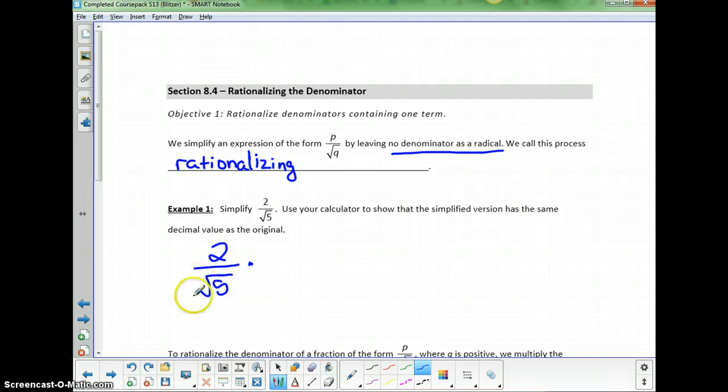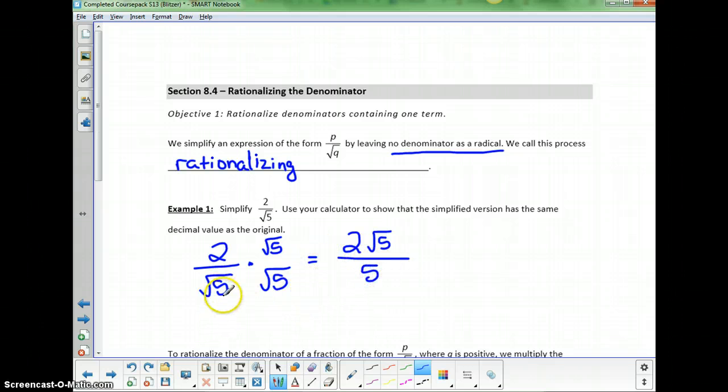The only way to get rid of a square root of 5 is by making it a perfect square. To make the square root of 5 a perfect square, I would need to multiply it by another square root of 5. So we're going to make sure we do that to the top as well. Okay, so it's going to give us on the top 2 times the square root of 5 over on the bottom, the square root of 5 times the square root of 5 is square root of 25, or 5.